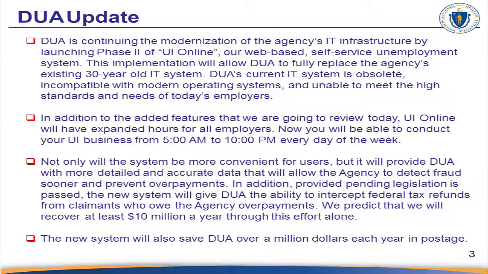Not only will the system be more convenient for users, but it will also provide DUA with more detailed and accurate data that will allow the agency to detect fraud sooner and prevent overpayments. In addition, if pending legislation is passed, the new system will give DUA the ability to intercept federal tax refunds from claimants who owe the agency overpayments. We predict that we will recover at least $10 million a year through this effort alone. The new system will also save DUA over $1 million each year in postage.